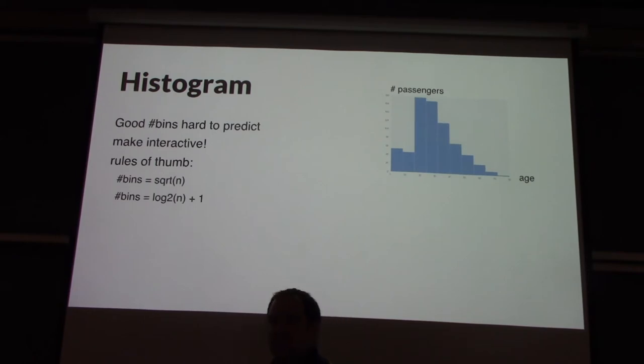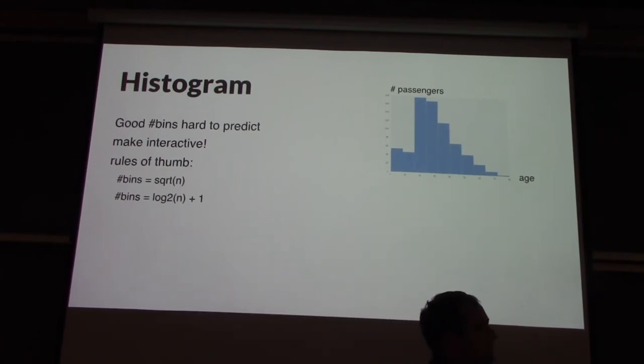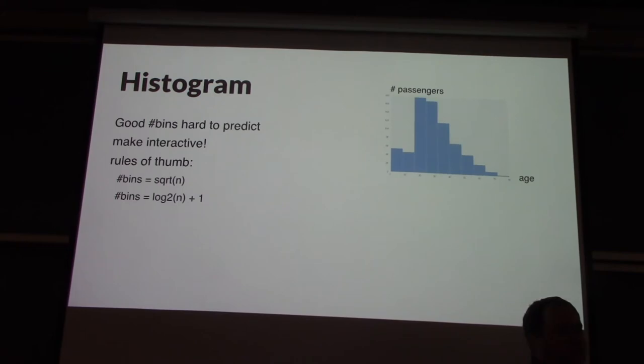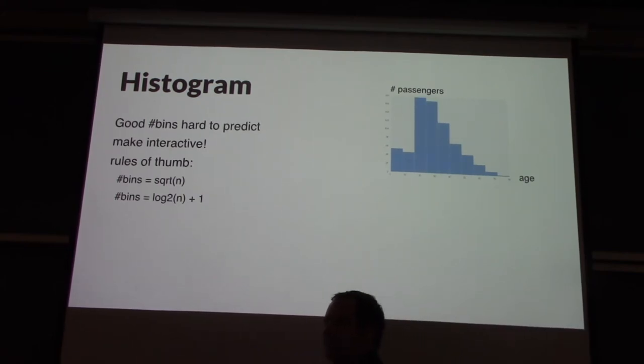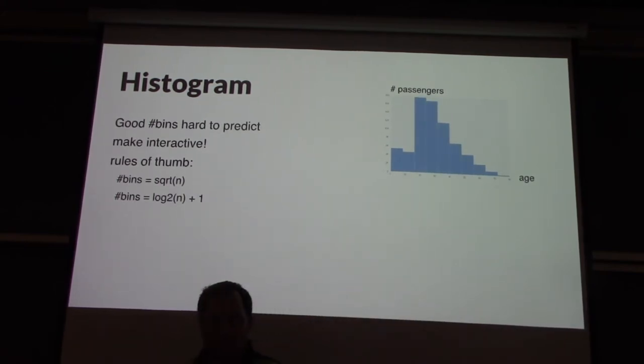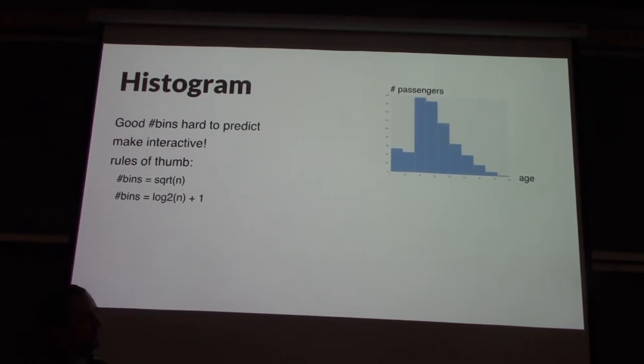And so my suggestion for you, if you build a general purpose visualization tool, instead of trying to predict that automatically, is to make it interactive. Let people choose the number of bins that they want to show. But there's a couple of rules of thumb that are helpful to choose initial bin sizes.